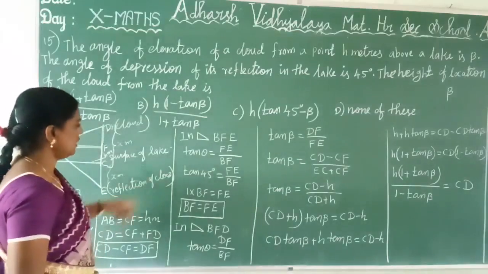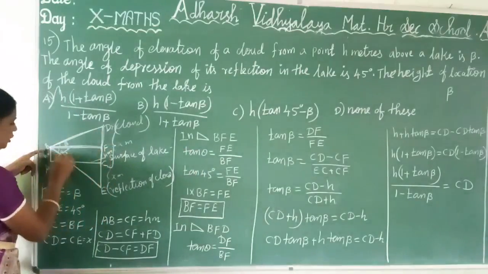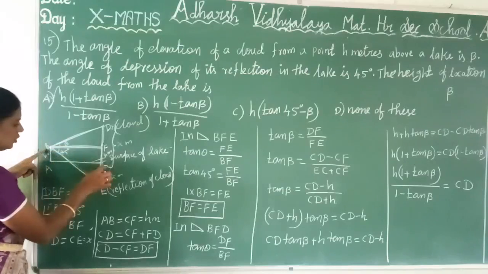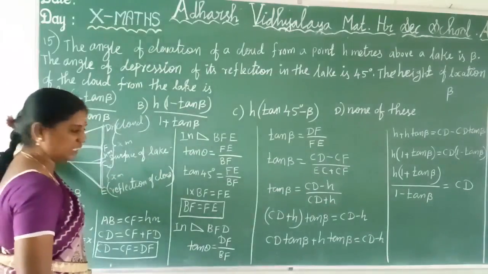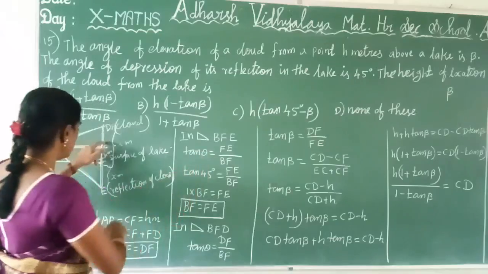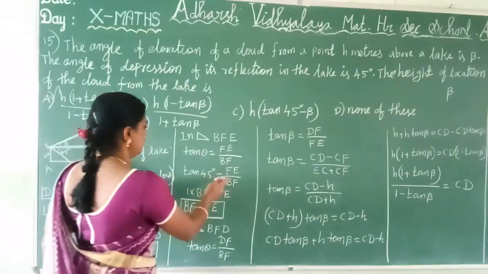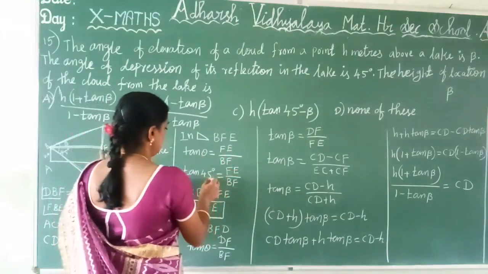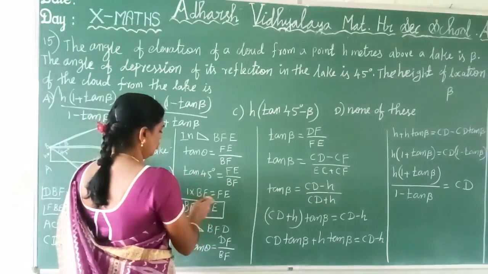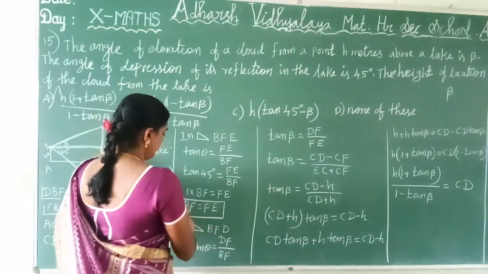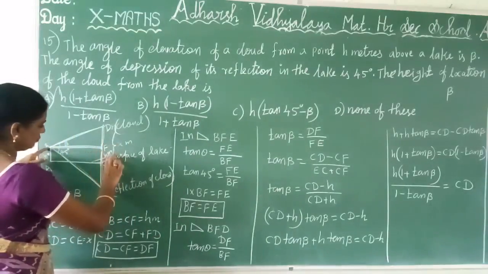Clear? Next, in triangle BFE, select this triangle. This one is theta, this one opposite, this one adjacent. So which ratio uses theta, opposite and adjacent? Tan theta. So tan theta is equal to FE by BF. Here theta is 45 degrees, so tan 45 degrees is equal to FE by BF. The table value of tan 45 degrees is 1. So the denominator BF goes to the numerator: 1 into BF is equal to FE. So BF is equal to FE.